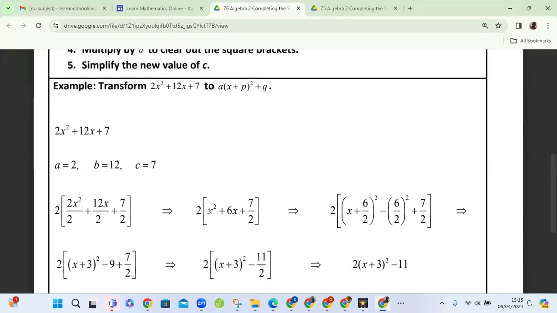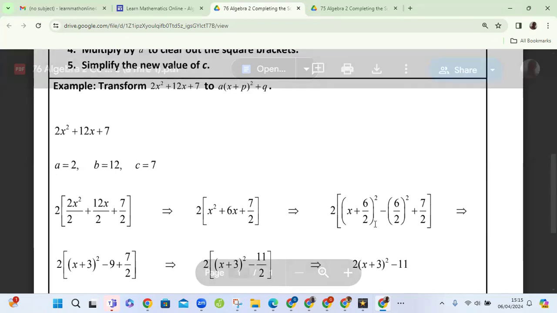2 divided by 2 is 1, so now we have 1x squared. 12 divided by 2 is 6, so now we have a new b, and 7 divided by 2 is 3.5, we have a new c. So now we complete the square of x squared plus 6x plus 7 over 2.